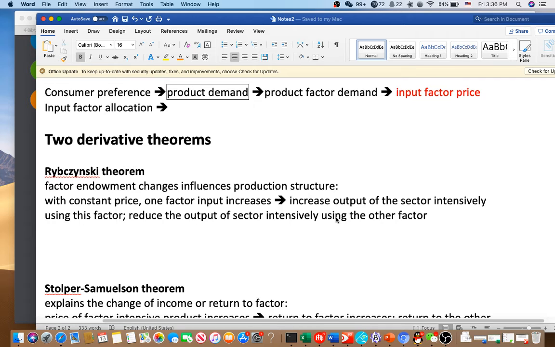That means the production of the labor-intensive good is increasing with this endowment. With the increment of labor as a unit factor, keeping the relative price, this relative price line, the slope is the same. The Px divided by Py is constant.